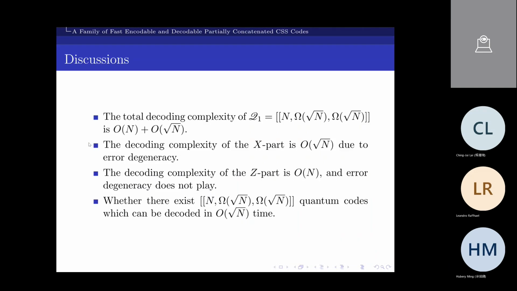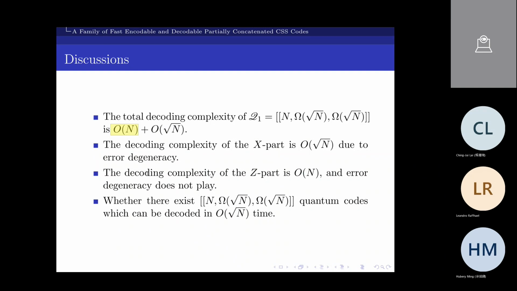Here we have some remarks about the corollary. The total decoding time complexity of Q1 is indeed O(n) plus O(square root of n), so the decoding complexity is indeed O(n). However, we want to say that the decoding complexity of the X part is square root of n due to error degeneracy, and the decoding complexity of the Z part is O(1). Here the error degeneracy does not play a role.